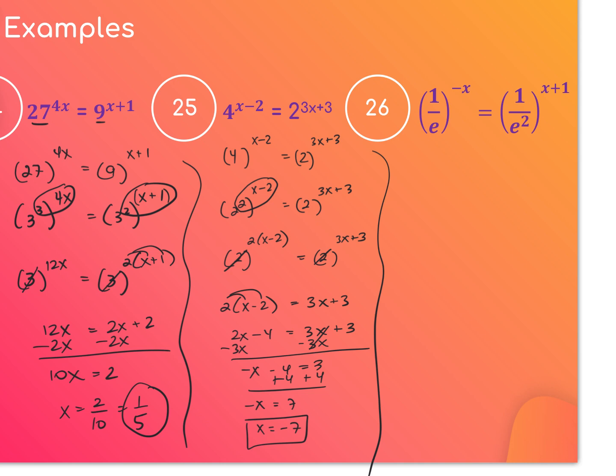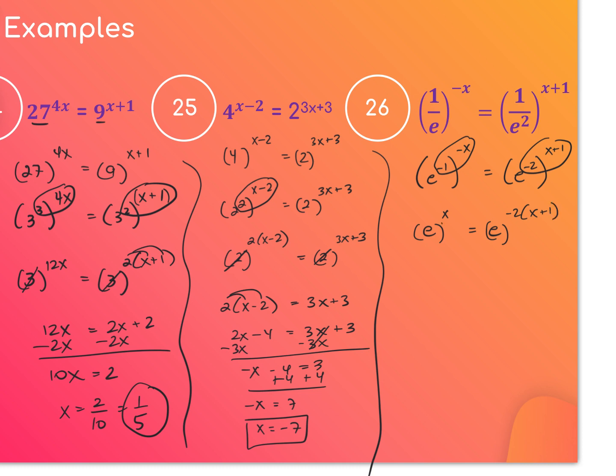We'll talk about that a little bit more in the upcoming sections, but right now we're just going to treat it like a variable, and I'm going to say that 1 over e is equal to e to the negative 1 power to the negative x, and 1 over e squared is e to the negative 2 power to the x plus 1. And so I notice if I just raise my powers to powers here, I'm going to get a base of e. So I'm going to get e to the negative 1 times negative x, which is just x. And here I'm going to get e to the negative 2 times x plus 1 power.